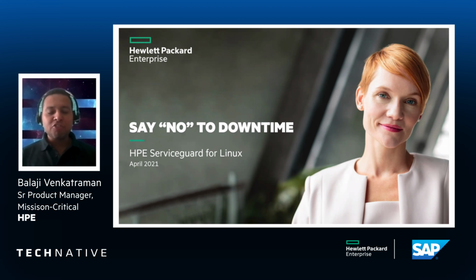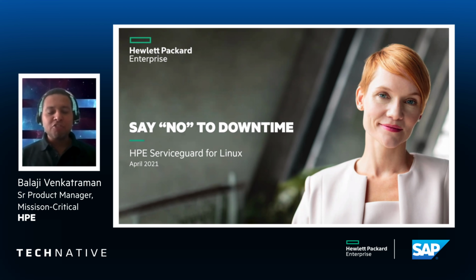In today's session specifically, we're going to be looking at some of the exciting new features we have launched as a part of our all-new Service Guard for Linux Premium Edition for your SAP HANA environments. So, HPE Service Guard for Linux Premium Edition is what we are launching in April 2021. It's an industry-first capability for SAP HANA multi-target environments.